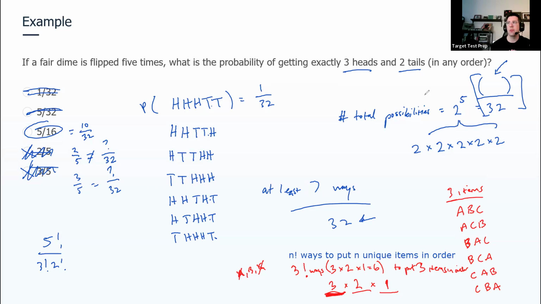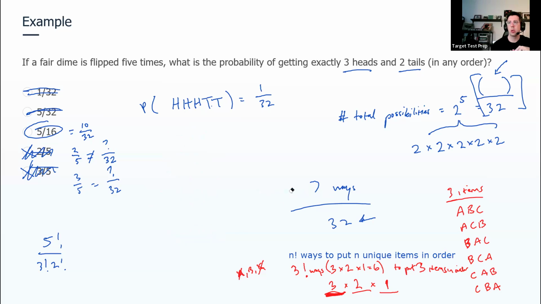But let's say I have A and B and B. So it's 3 items, but 2 are the same. So instead of it being 3 unique items, A, B, and C, now it's A and B and B. So how many ways could you put those things in order?